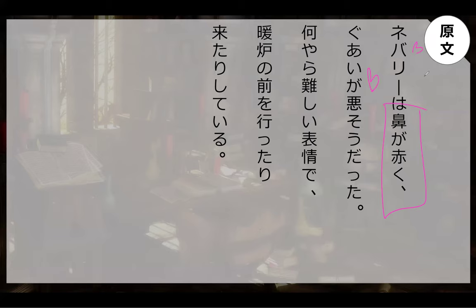His nose is red. Hana ga akaku. And then nani yara muzukashisou na hyojo de, with an expression that seems difficult. Some kind of difficult expression. We use the same phrase in English, right? You know what kind of face he's making? Some kind of difficult face. The face you'd make when you have to solve a difficult problem, basically.